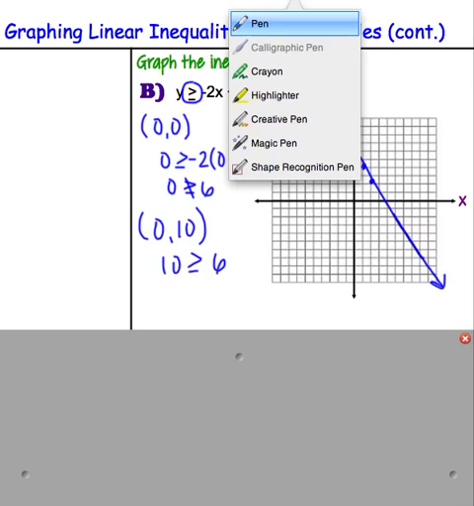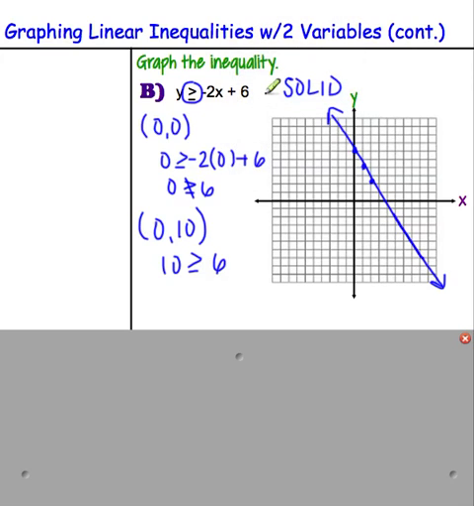Therefore, when I go ahead and shade, I'm going to include the part that has 0, 10, which is everything over on this side. And we are good to go.